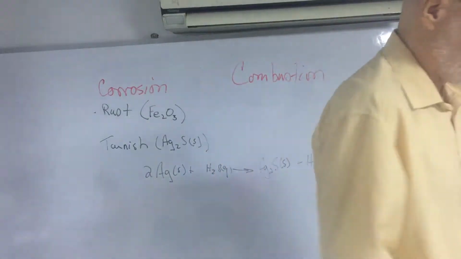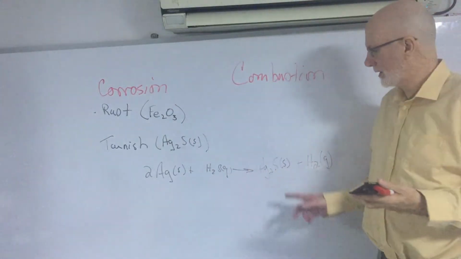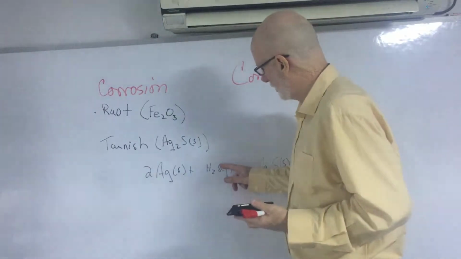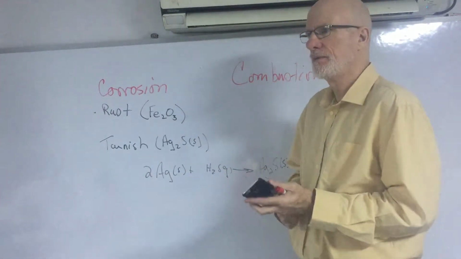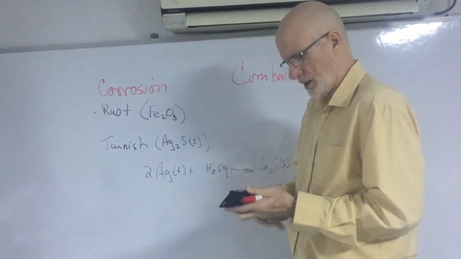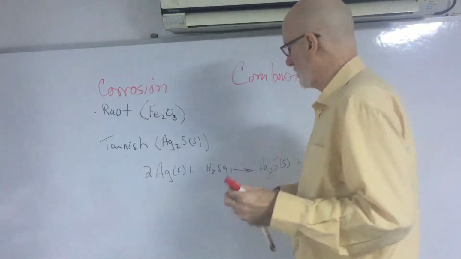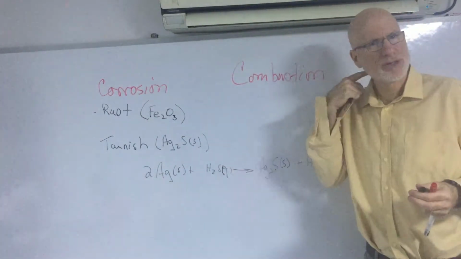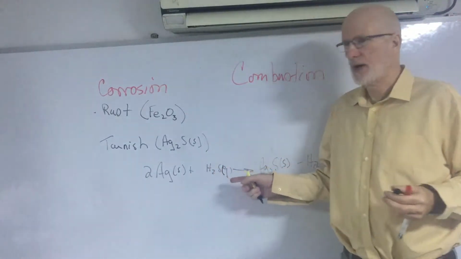Okay? That's the equation for tarnish. Now, if you look at this, this is hydrogen sulfide, rotten egg smell, right? Rotten egg smell. This is all over the place. This is in the air naturally. There's always something around. It's actually from pollution, the hydrogen sulfide.